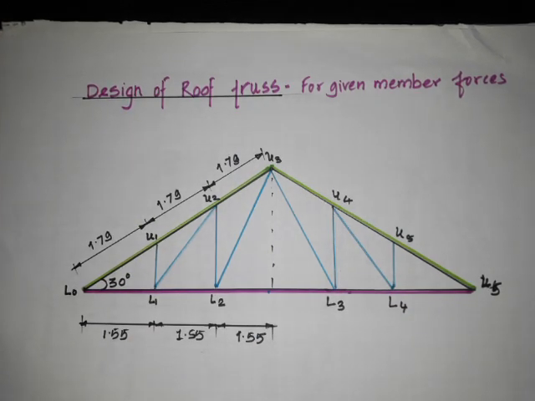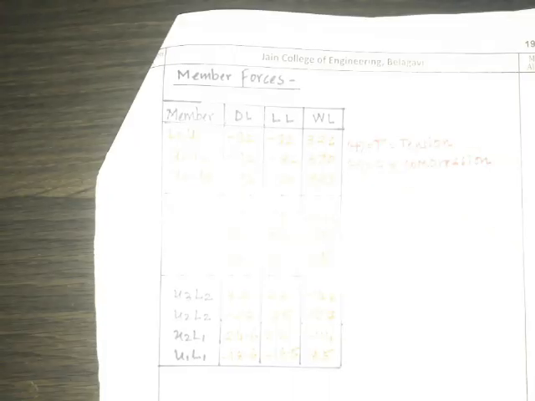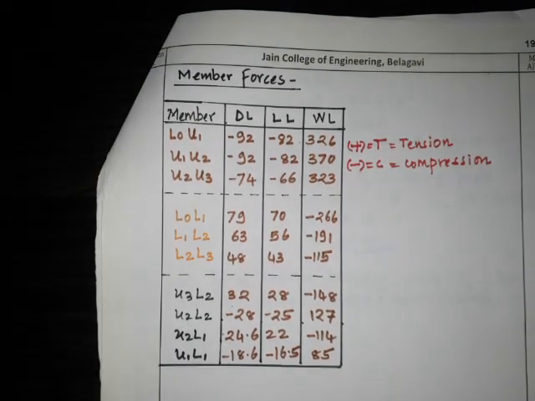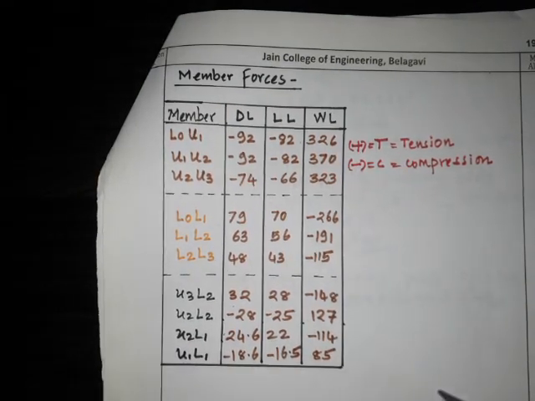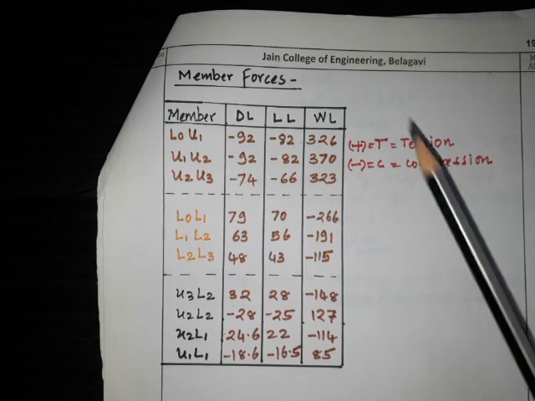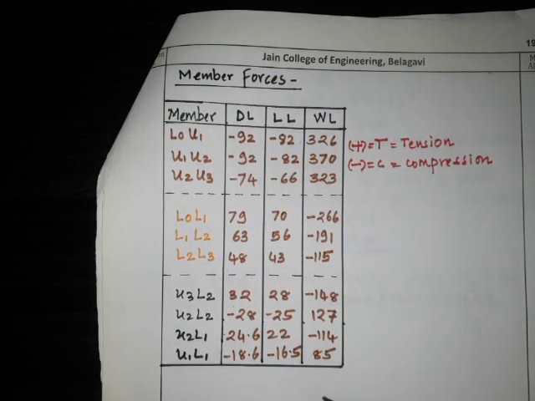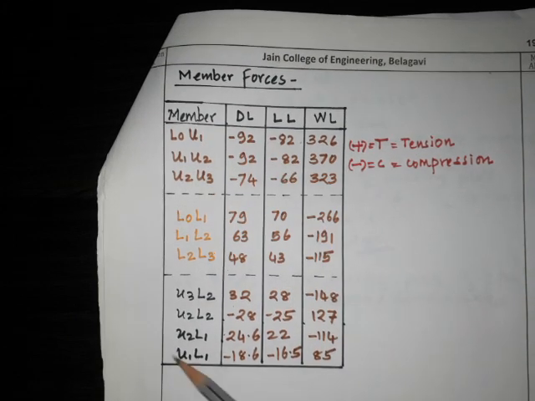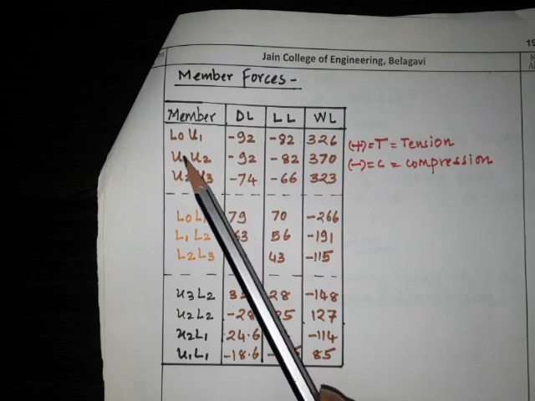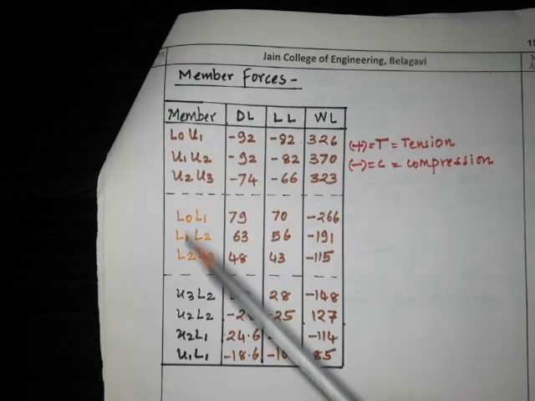What we have discussed in problem number 1, the same you are going to follow. Here we have the table of forces. I'll just show you. So these are the member forces. मैंने आपको first problem में भी बोला है, because the member forces are already given, you don't have to calculate the forces in the members. So these are the forces given in the members, like L0, U1, U2, U2, U3 and so on. So these are the members.